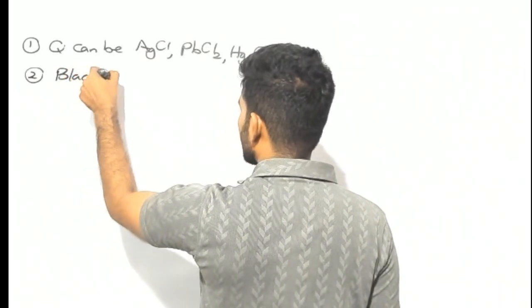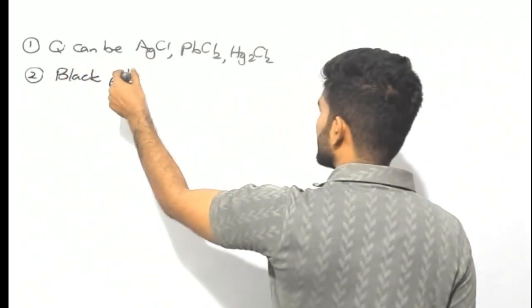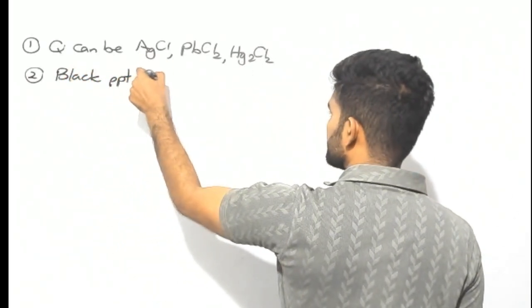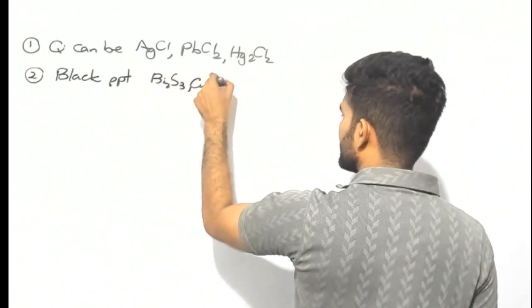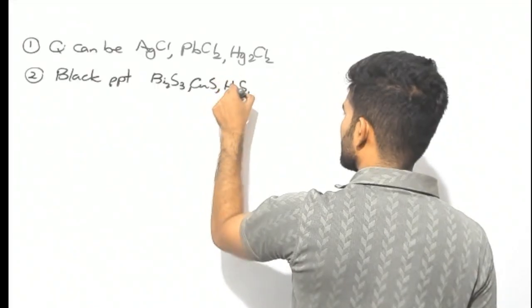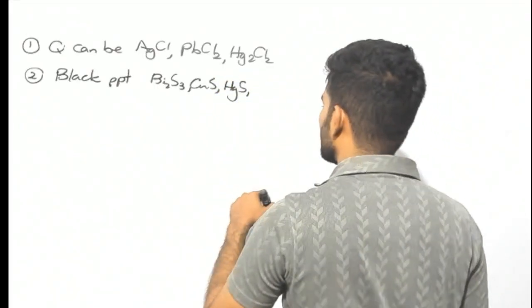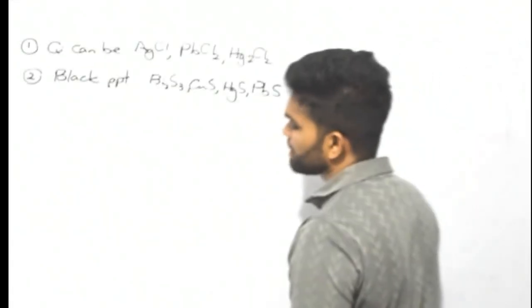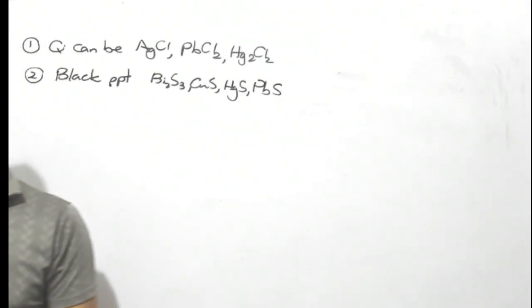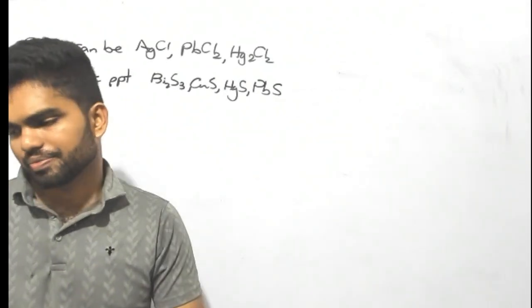bismuth sulfide, copper sulfide, mercury sulfide, bismuth, copper, mercury and lead sulfide. Lead is partially precipitating in the first group. The remaining part is precipitated in the next group. Lead is the only cation that precipitates in two groups.